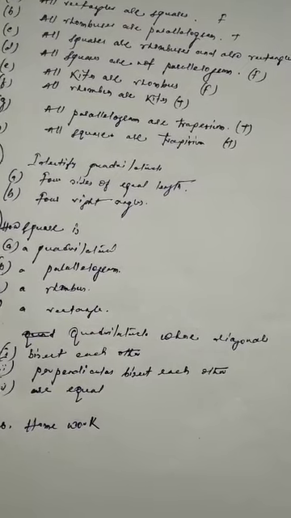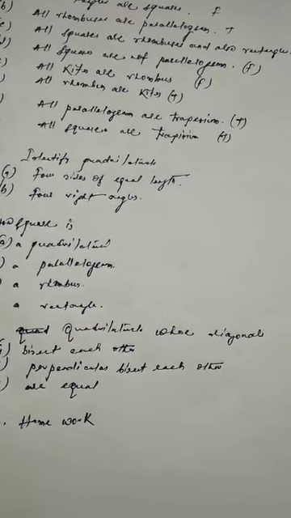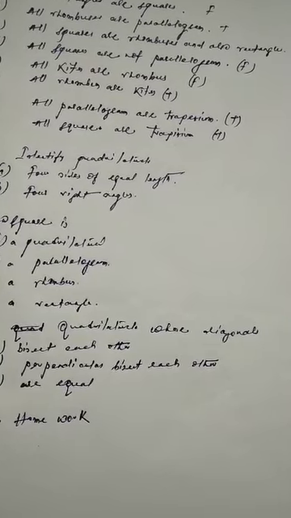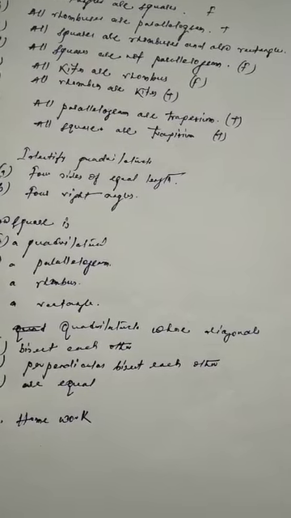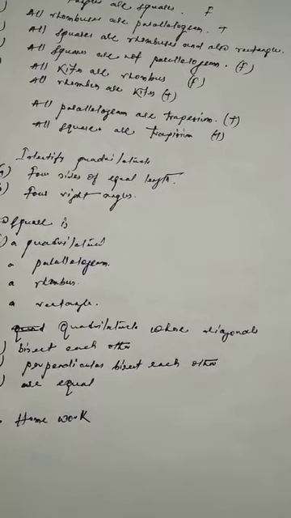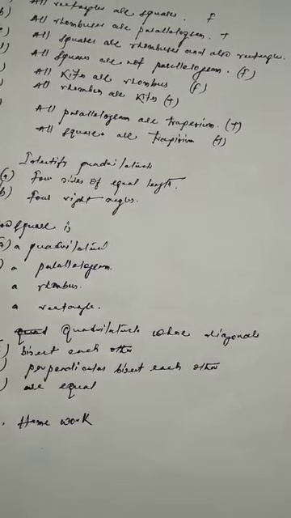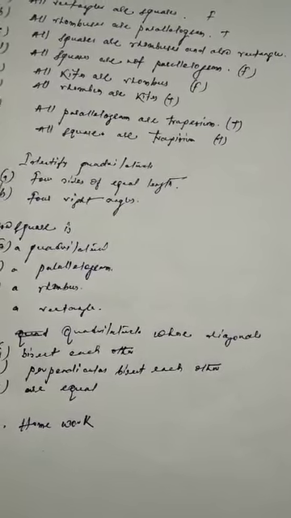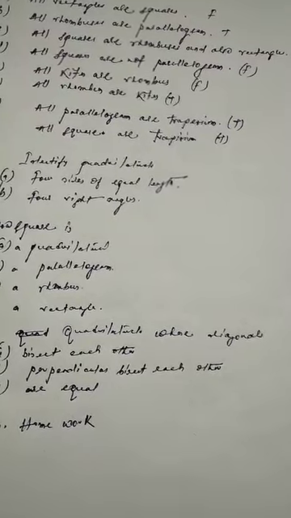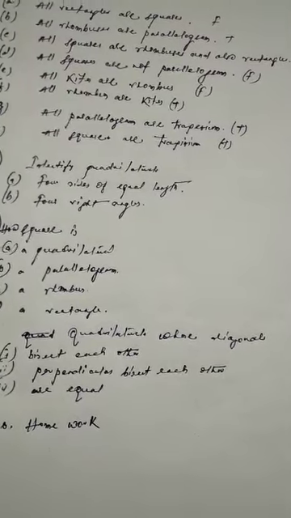Then it says quadrilateral whose diagonals are equal. That is square and rectangle. But in the case of a rhombus, diagonals are not of equal length. They are perpendicular bisectors, but the lengths are different.